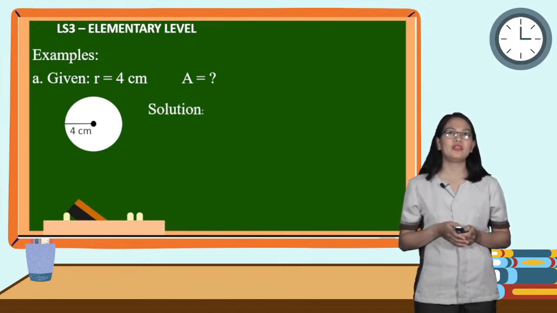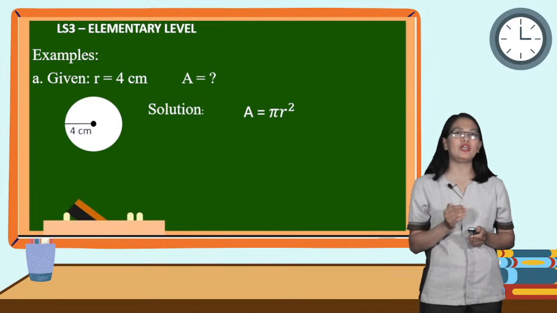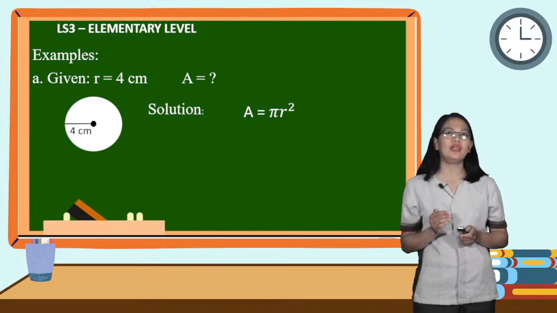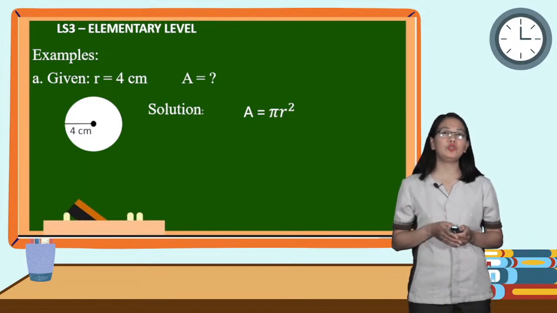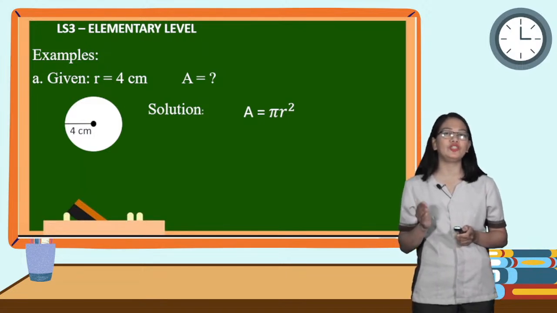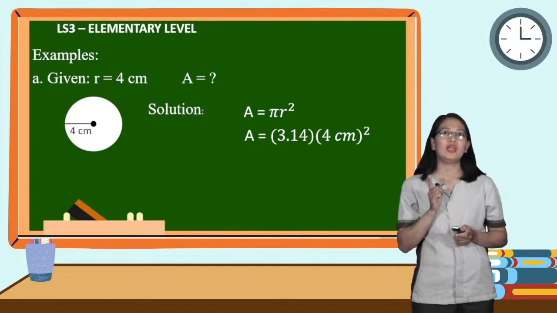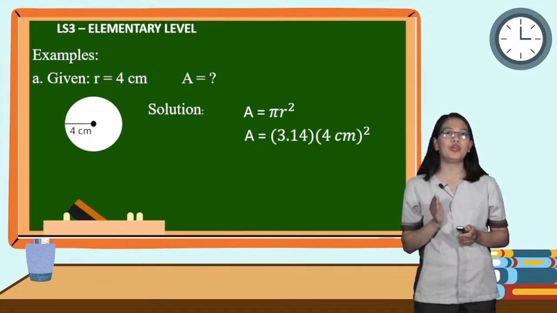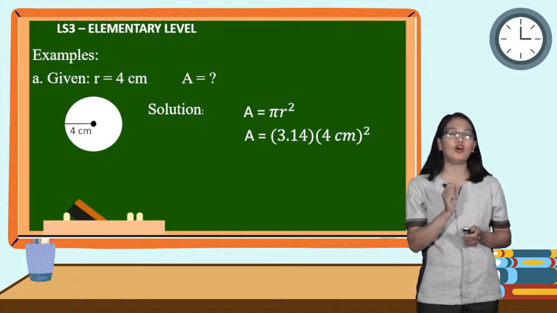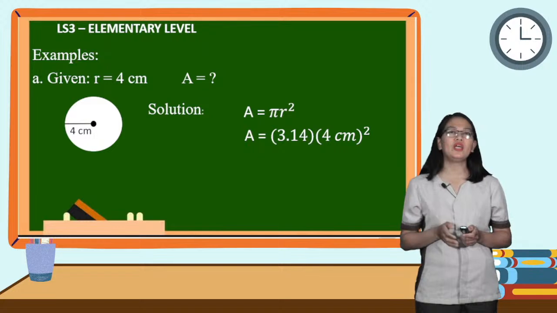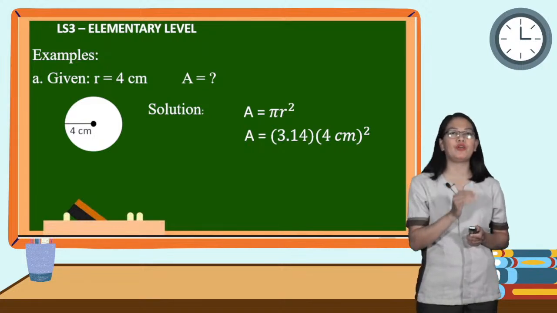Simply write the formula in solving for the area of a circle. And that is A is equal to pi r squared. And then just substitute the given value, which is the radius, 4 centimeters. And the value of our pi is 3.14. Do not forget to include the exponent of the radius. Now, we cannot multiply 3.14 by 4 at once.